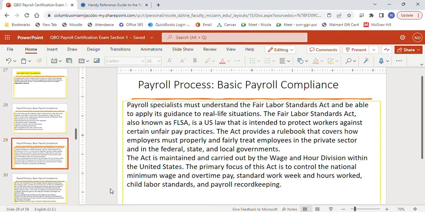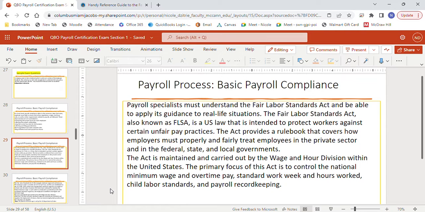Payroll specialists must understand the Fair Labor Standards Act, FLSA, and be able to apply its guidance to real-life situations. The FLSA is a U.S. law that is intended to protect workers against certain unfair pay practices. The Act provides a rule book that covers how employers must properly and fairly treat employees in the private sector and in the government: federal, state, and local governments.